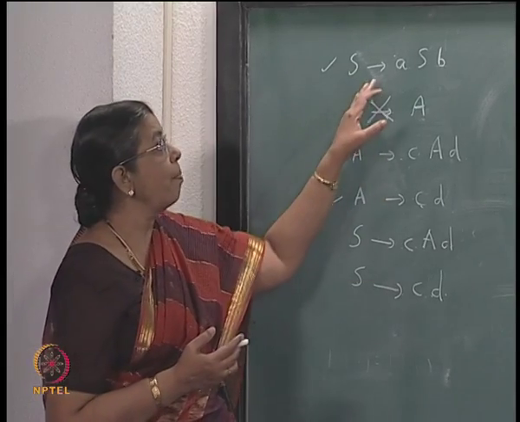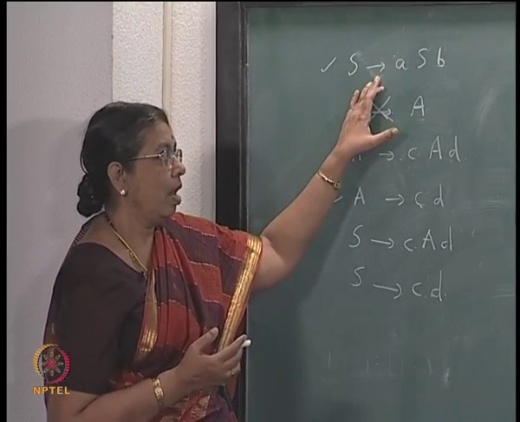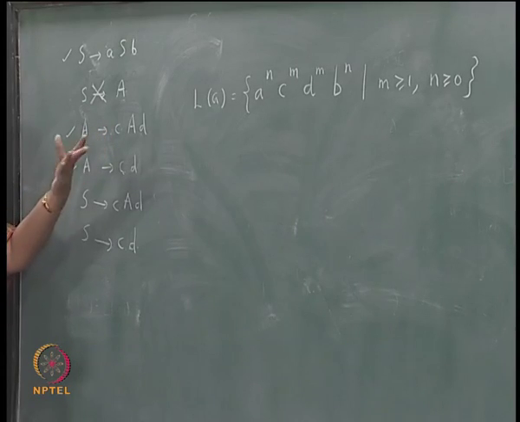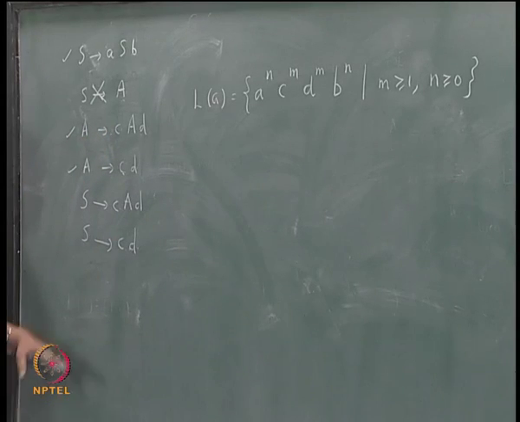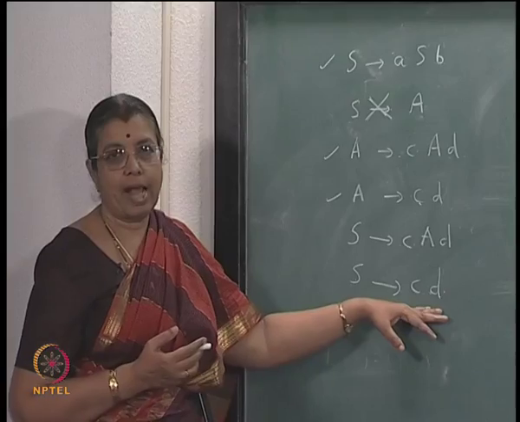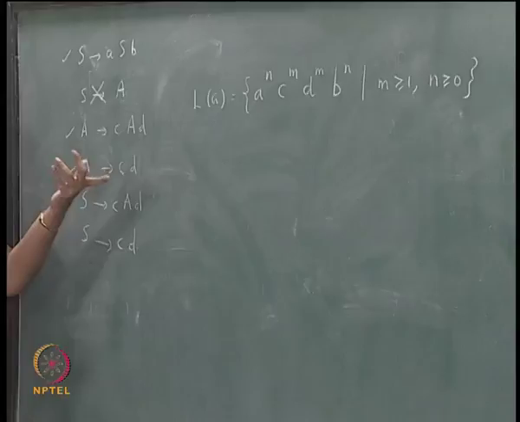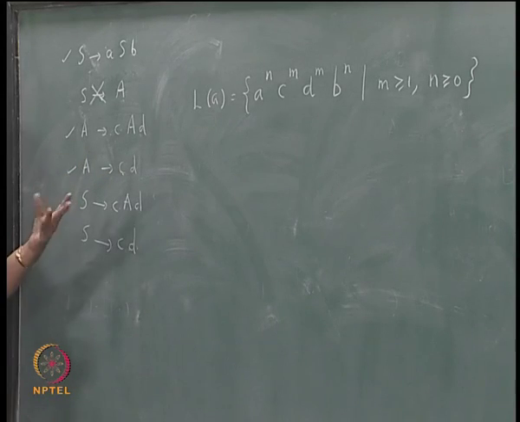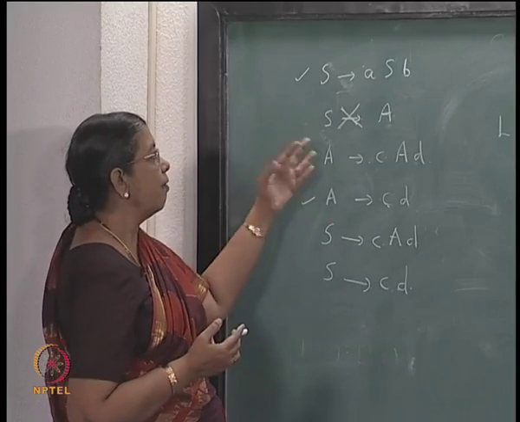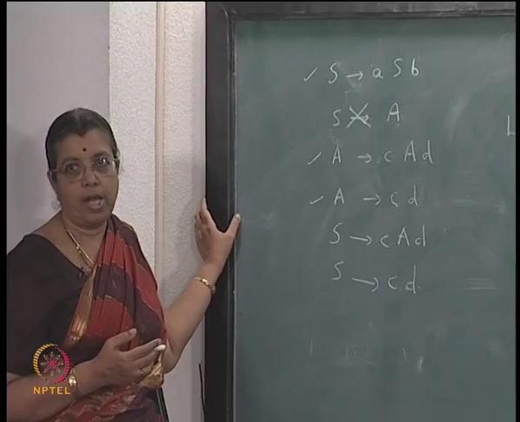You need not apply this rule at all, because n can be 0 also, just C D also belongs to the language. You can start with S and derive C D. There n can take the value 0, 1, 2, etc. M takes the value 1, 2, 3. There should be at least 1 C and 1 D. Okay. So this is the way you get rid of the unit productions.